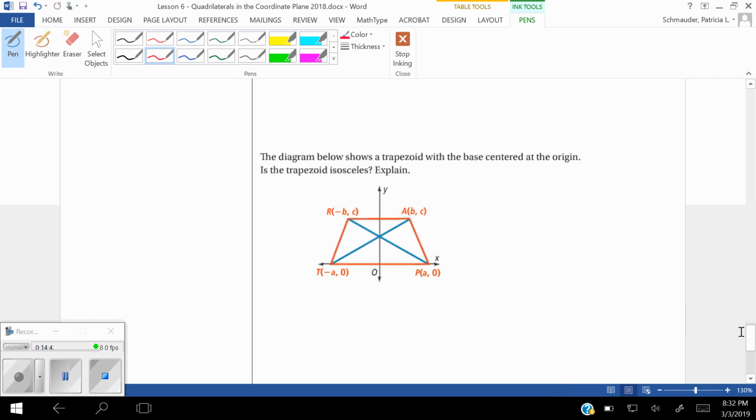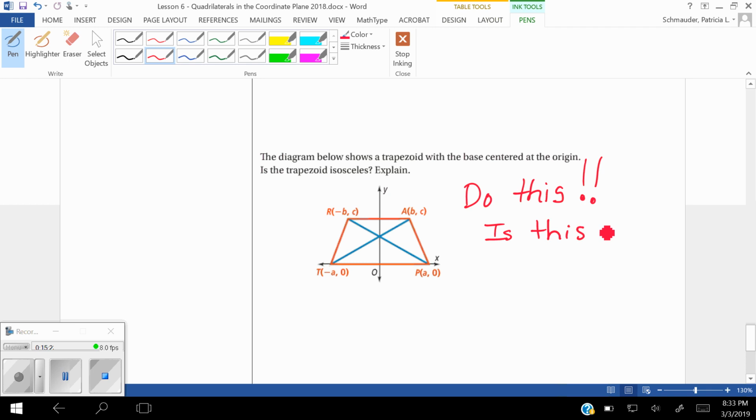Okay, finally, the diagram below shows a trapezoid with the base centered at the origin. Is the trapezoid isosceles? Explain. This is a great problem, and I am not going to solve this. I want you to do this. It looks isosceles, doesn't it? But think about what you know about an isosceles trapezoid. There's more than one way you can do this. I want you to pick one of those ways and find out, is this isosceles?